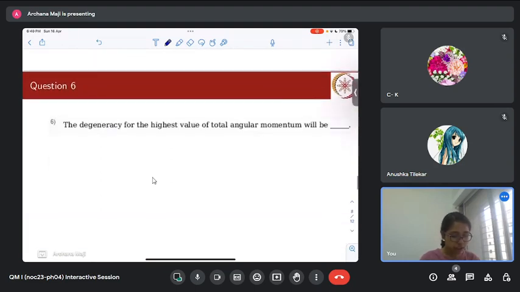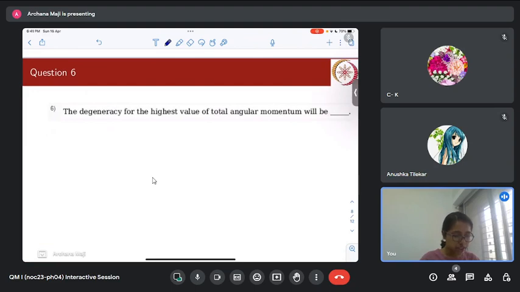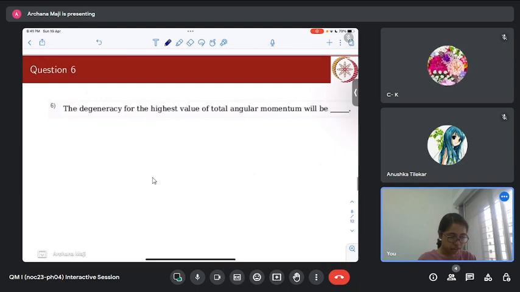Okay. The degeneracy for the highest value of the total angular momentum will be... what is the highest value of the total angular momentum? It came out to be 3, right? Because j1 is 2, j2 is 1. So the highest value was j1 plus j2, and that's 3. And it's asking what is the degeneracy for this total angular momentum.